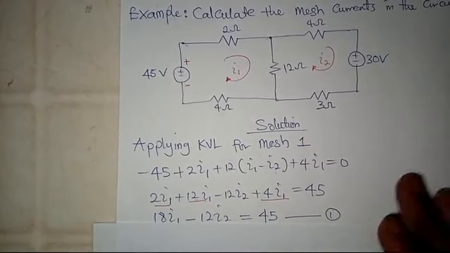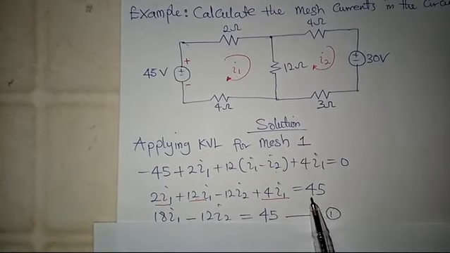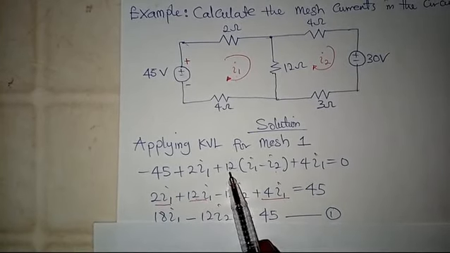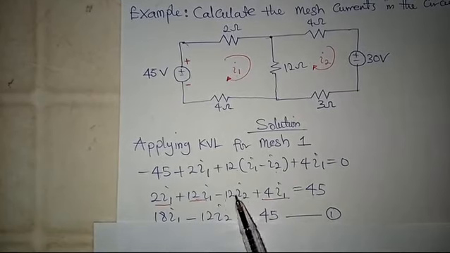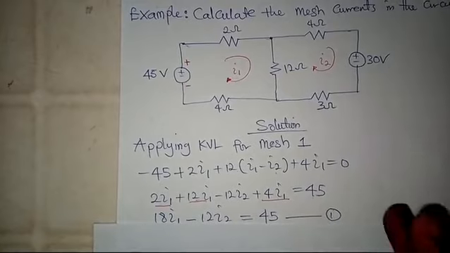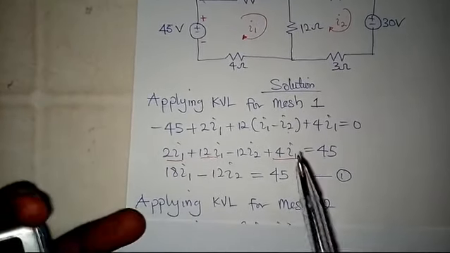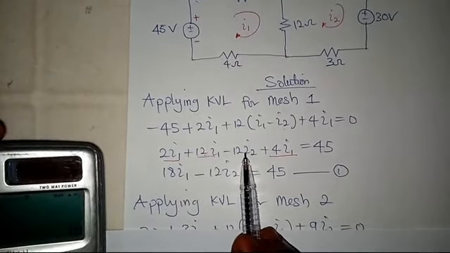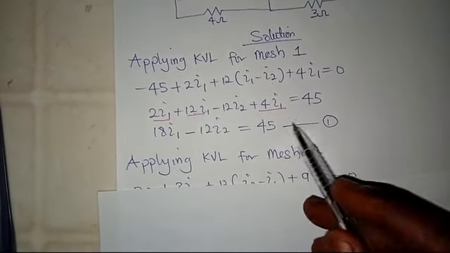So what you need to do next is move this minus 45 to the right hand side, which will give you positive 45. Bringing down this one as it is here, and open this bracket, 12 times I1 gives you 12 I1, 12 times minus I2 will give you minus 12 I2, plus 4 I1 equals to 45. Look at it, you see that you have I1 here, I1 here, and I1 here. Collecting the items and summing them together, you have this 18 I1, and this minus 12 I2 is still there, equals to 45. That's called equation 1.